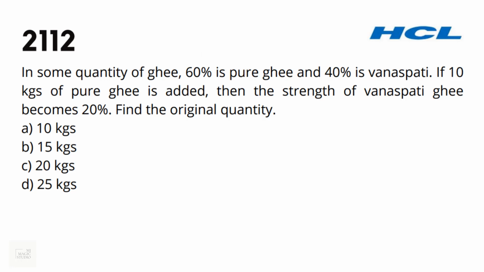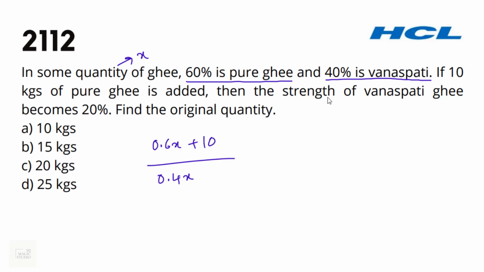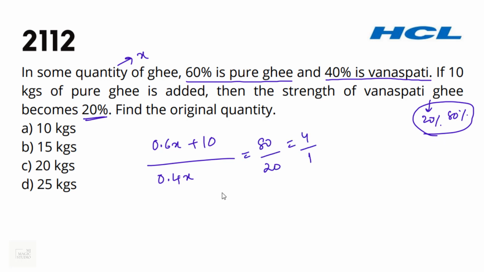In some quantity of ghee, 60% is pure ghee and 40% is vanaspati. So let it be x kg, then pure ghee is 0.6x and vanaspati is 0.4x. If 10 kg of pure ghee is added, then the strength of vanaspati ghee becomes 20%. If vanaspati ghee becomes 20%, that means pure ghee is 80%. That means the new ratio would be 80 by 20, that is 4 by 1.